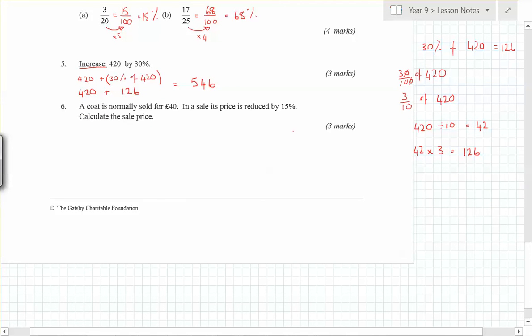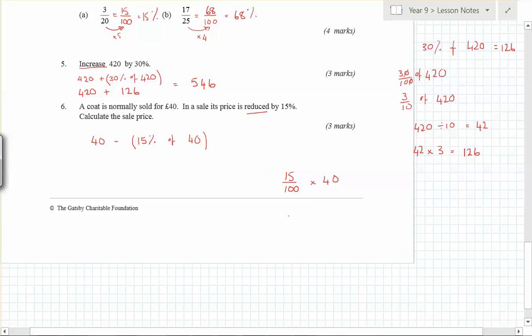Wait, when it says reduce, wouldn't that be decrease? Yes. Okay, so reduced by. So we've got a coat that's normally sold for 40. It's reduced by 15%. So this time it would be 40 minus, in brackets, 15% of 40. So all we've got to do is 15 over 100 times 40. Yeah, good. We're using consistent methods.